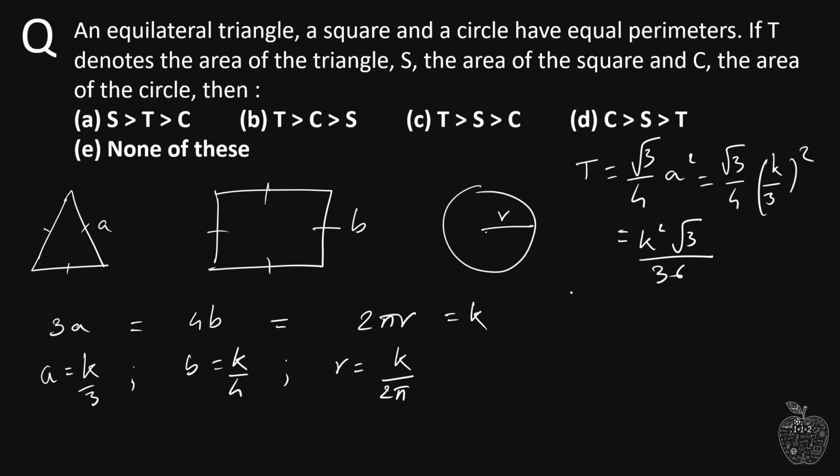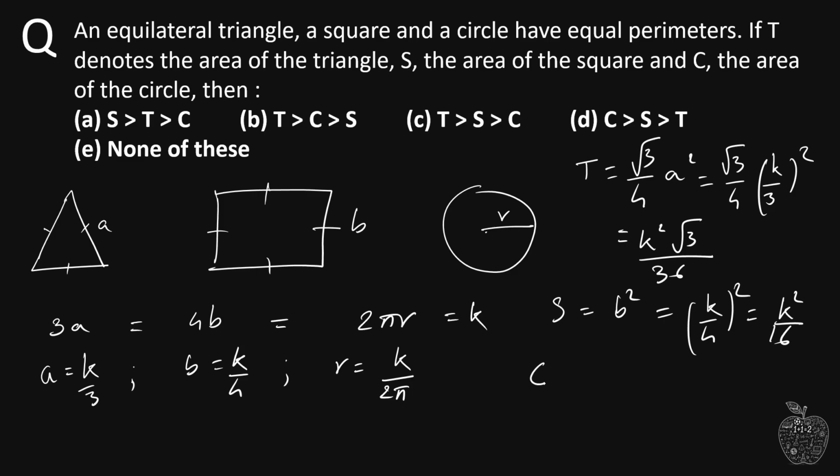Now S is the area of the square. The formula for calculating the area of a square is side square. Here the side is b, so b square. Instead of b, we'll write k by 4, so k by 4 whole square. Okay, so k square over 4 4s are 16. So we have the value of S here, which is k square by 16.